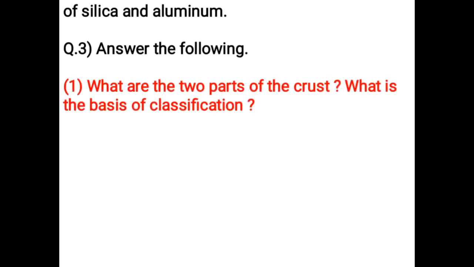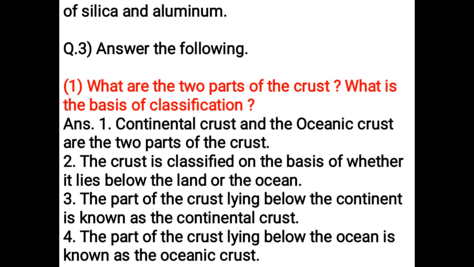Answer the following. What are the two parts of the crust? What is the basis of classification? Continental crust and oceanic crust are the two parts of the crust. The crust is classified on the basis of whether it lies below the land or the ocean. The part of the crust lying below the continent is known as the continental crust. The part of the crust lying below the ocean is known as the oceanic crust.